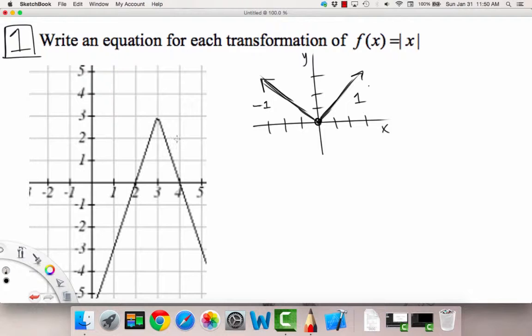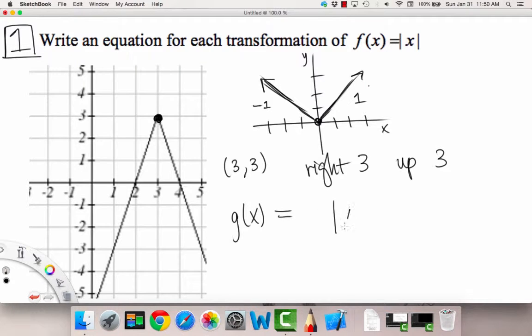Now let's look at the graph we're given here. This point, our vertex, looks like it's actually at 3, 3. So our vertex is at 3, 3, which means it moved to the right by 3 and up by 3. Let's start writing what we think our equation looks like. Let's call this g of x. This is going to be equal to x and then something, and then plus 3. This one means up 3, so vertical shifting up 3. And then in order to go right 3, we have to say the opposite, so x minus 3.